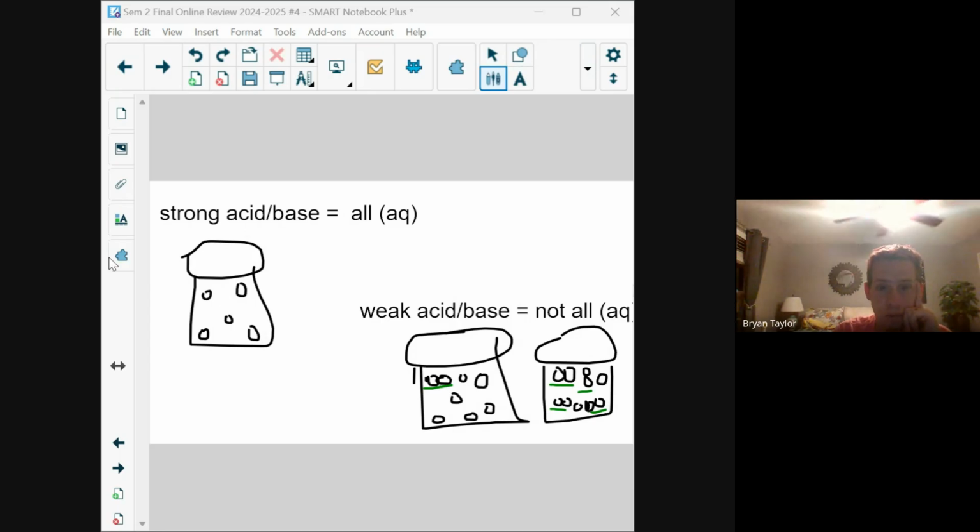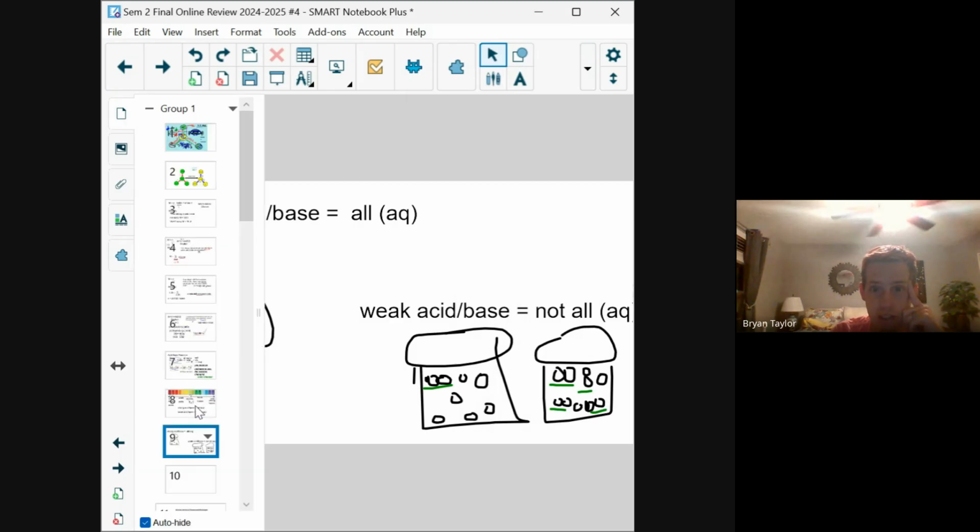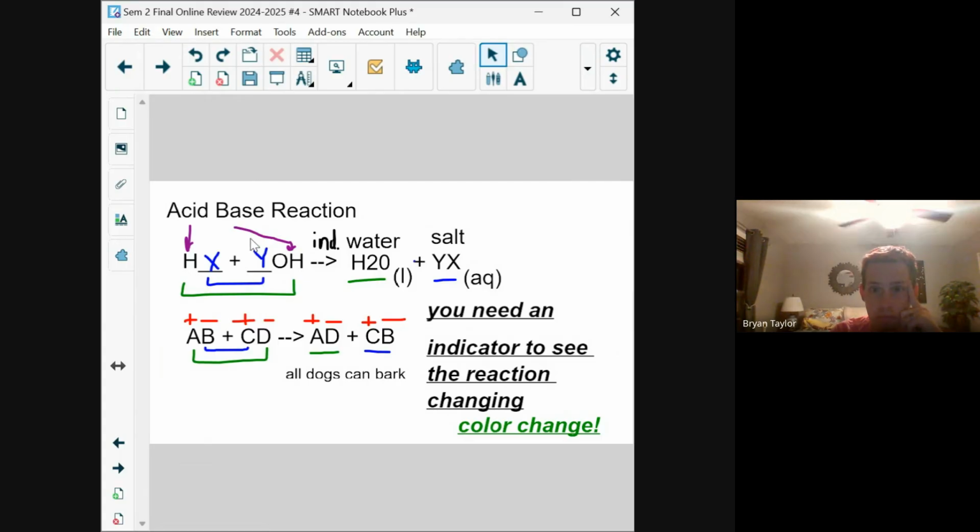And that's really it. So if every chemical is breaking apart to be an acid or a base, that's going to be stronger, right? If every little particle is attacking you, yeah, that's strong. If not all the particles are attacking you, that is weaker. And that is acid-base reactions. That's everything. So again, acids are H, bases are OH.